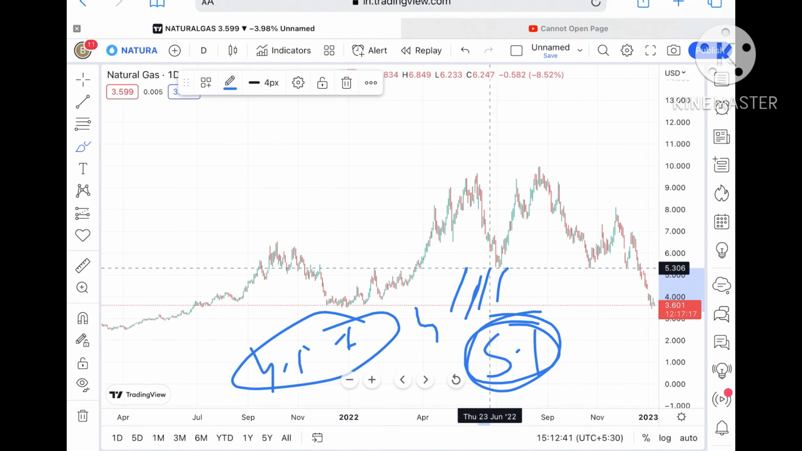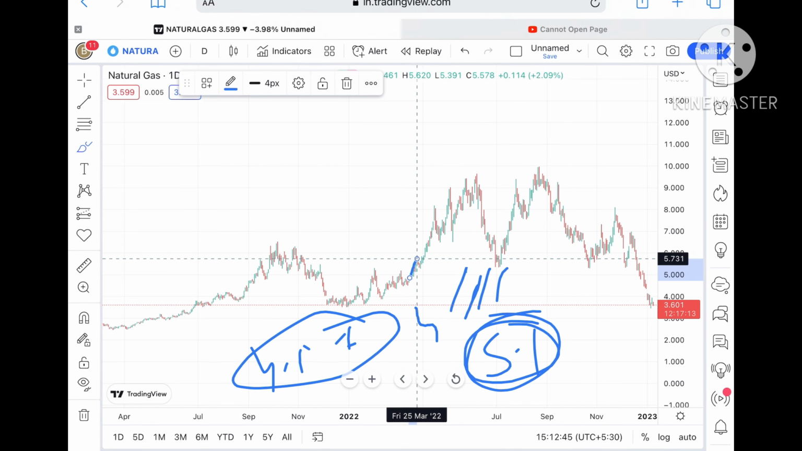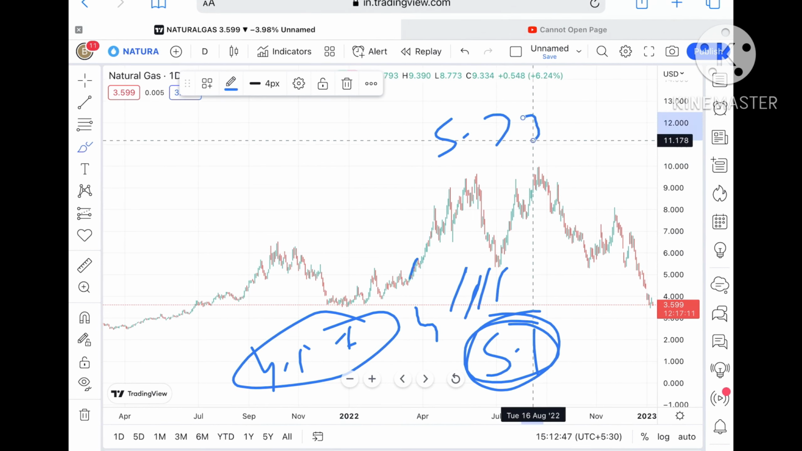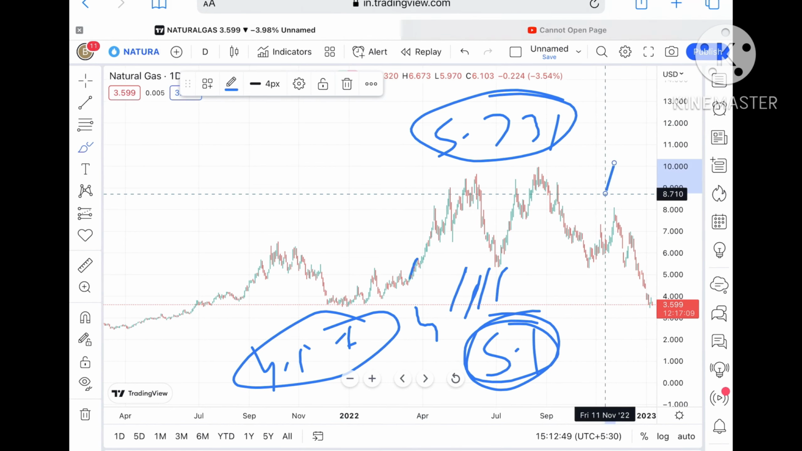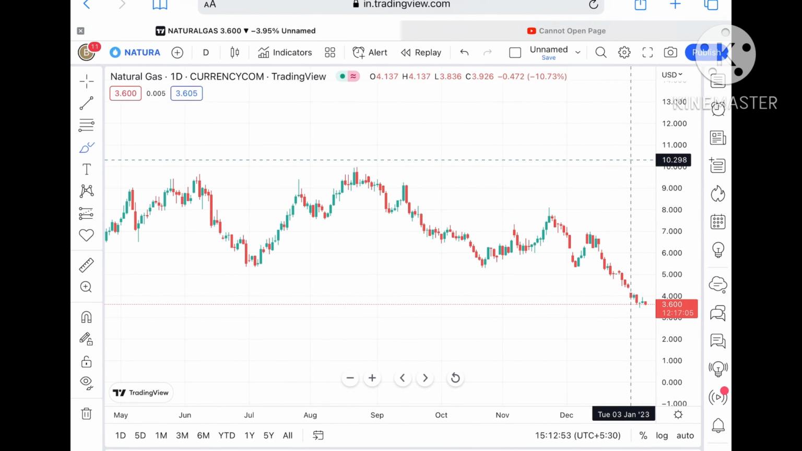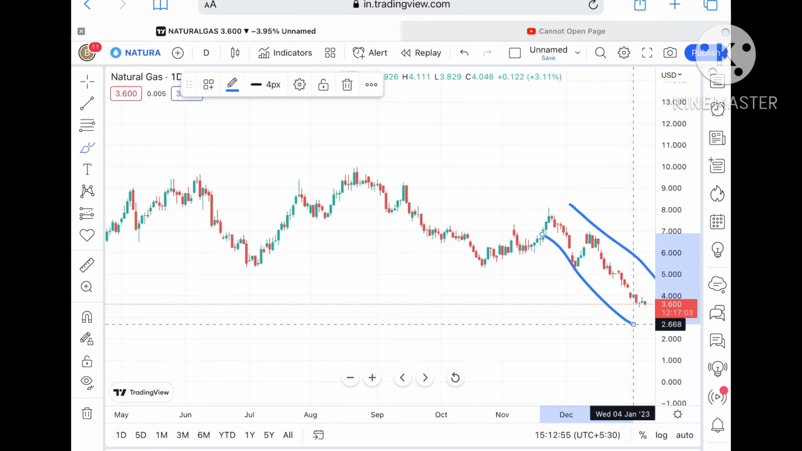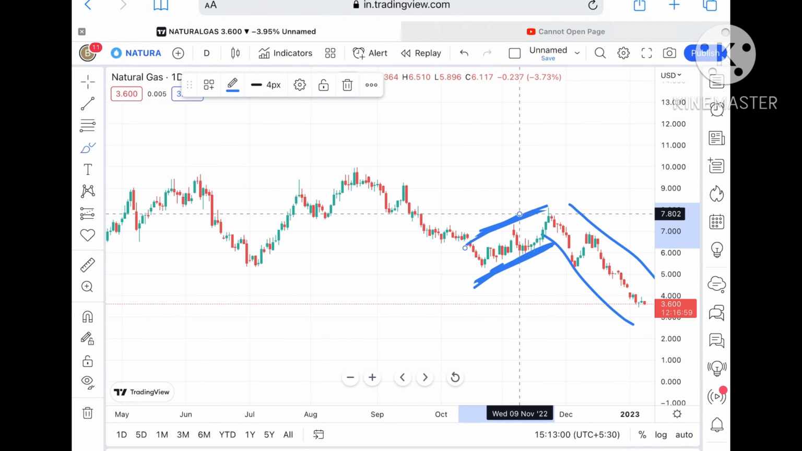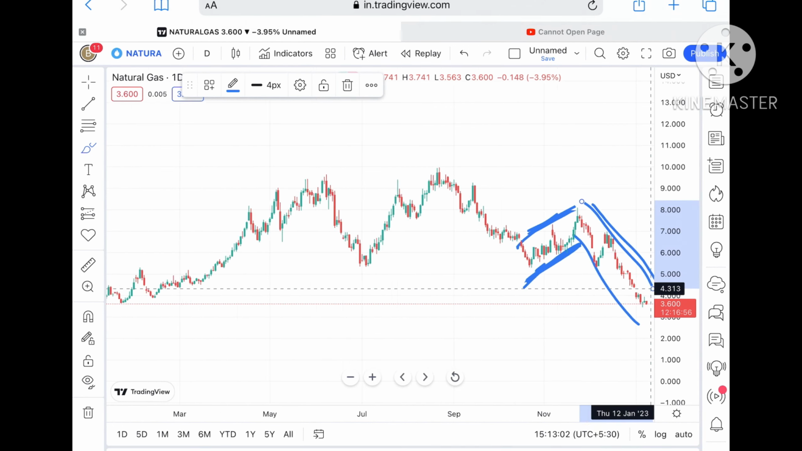Once the price goes above that level, it can touch a level of 5.3, and from there a level of 5.731. Once it sustains that level, it can go further upside. Now if you look at this chart, the overall trend is downside. It tries to move upside, but it didn't sustain that level, and it is continuously downside.